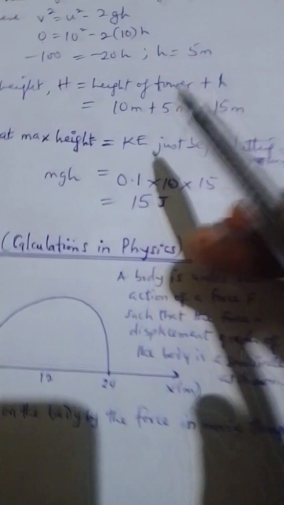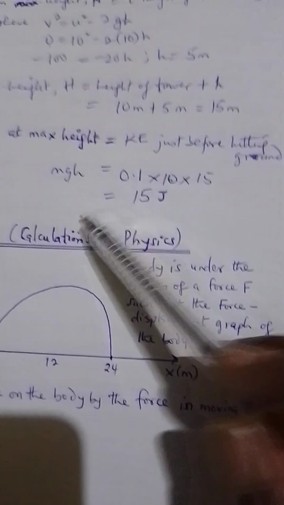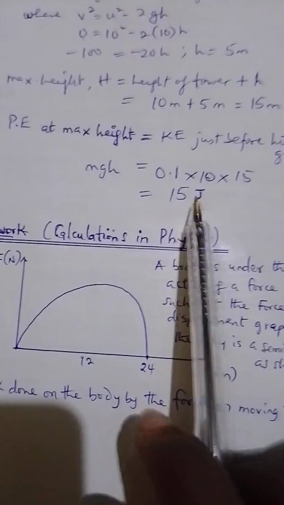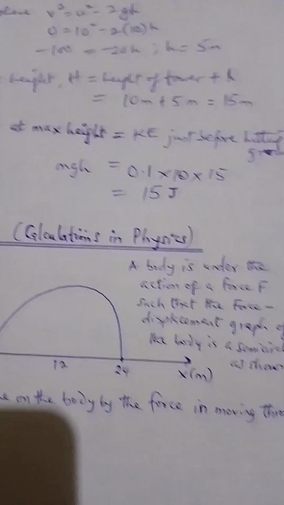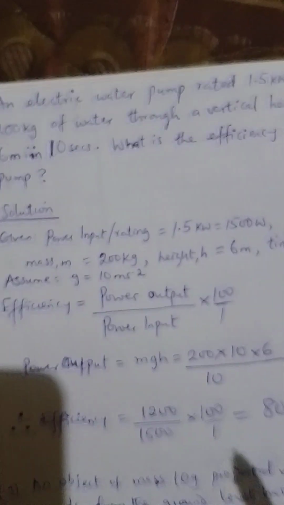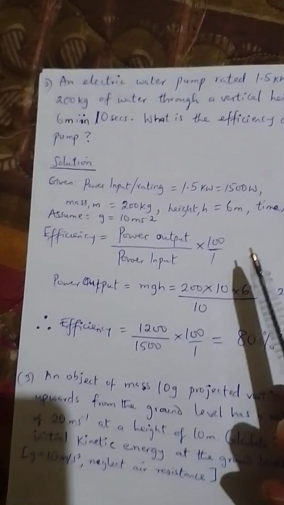So we've calculated the total height as the height of the tower plus 5. So 15, slot that in. So this is our final answer, 15 joules. Alright, so I think that brings us to the end of that section.